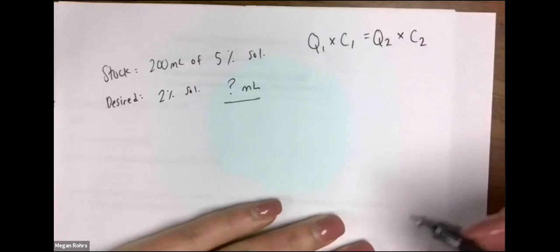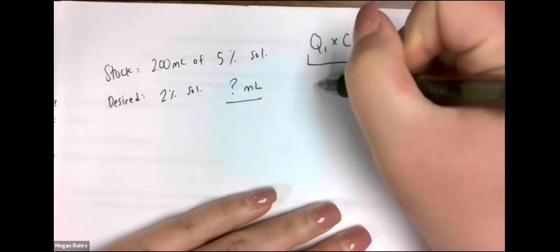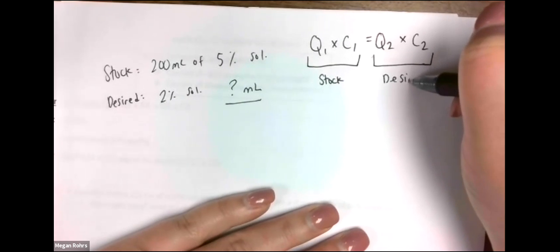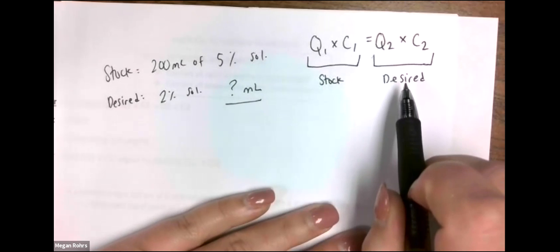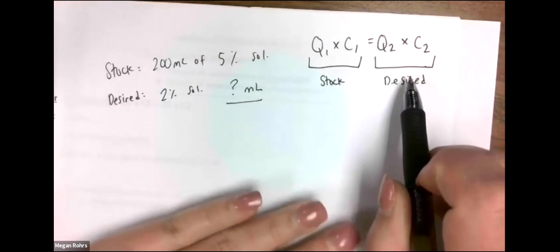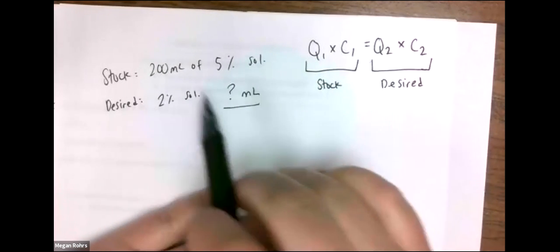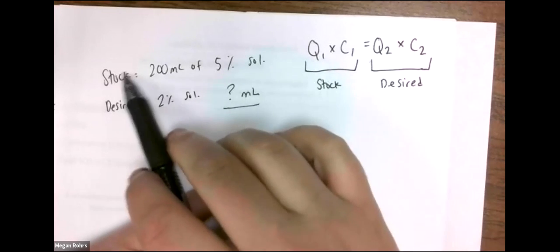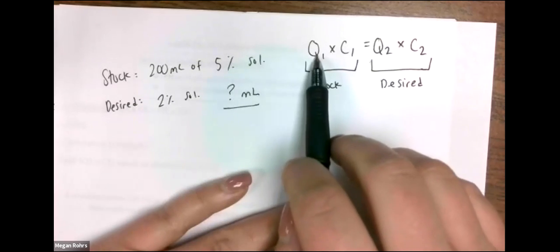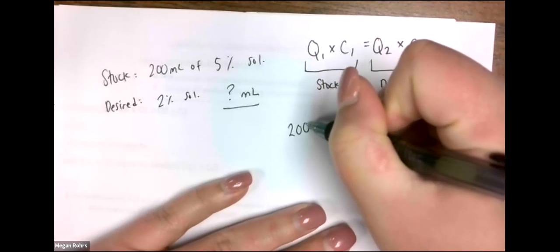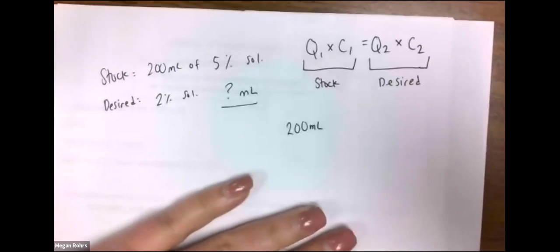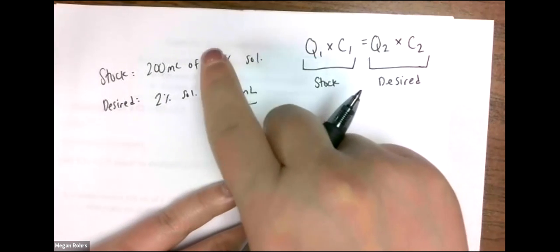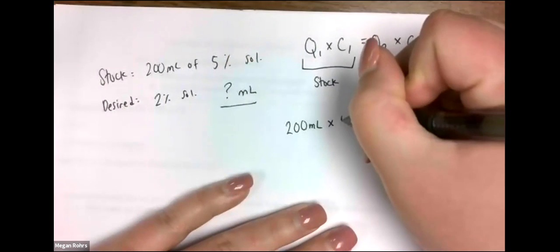Now, what I always do is set one side of my equation as my stock, and the other side as my desired. So this is what we have on hand, and this is what we are trying to make. From there, I'm just going to plug in all of the information I have written from my problem. My stock quantity, remember quantity is volume. In stock, I know that there are 200 mils of this solution, so I'm going to plug that in where my Q1 goes. So 200 mils, times the concentration of my stock, which we said was a 5% solution. Percentage strength is fine, that's what we want, so we're going to leave that as 5%.